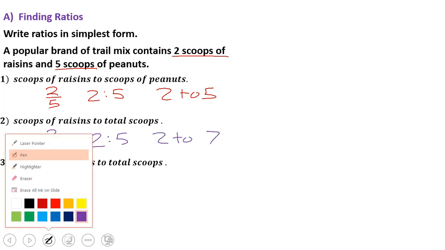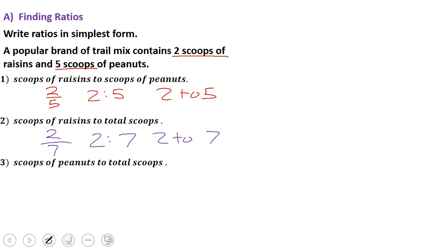Oops, I almost wrote that. In fact, I did write that wrong. Let's write it correctly this time. So 2 to 7, 2 to 7, and 2 to 7. Example number 3, scoops of peanuts to total scoops. This time we're going to the peanuts, and there are 5 scoops of peanuts in this trail mix to the 7 total scoops that are in there. And of course, we can write this in all 3 forms as well. Pretty straightforward on writing ratios.